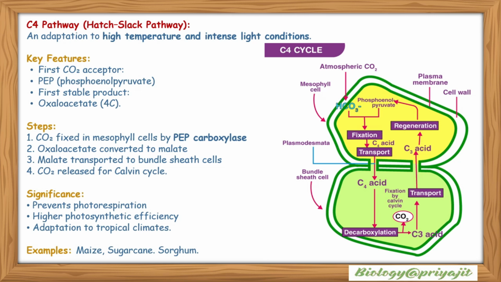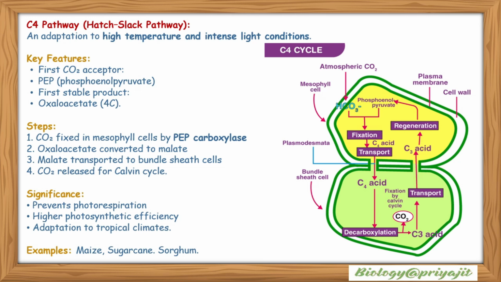The C4 pathway is also known as the Hatch-Slack pathway, according to the names of the inventors of this pathway, and it is an adaptation to high temperature and intense light conditions. In some plants such as maize and sugarcane, carbon dioxide fixation occurs through the C4 pathway. Here CO2 or carbon dioxide is fixed first by PEP carboxylase or phosphoenol pyruvate carboxylase to form oxaloacetate. This mechanism helps prevent photorespiration and increases photosynthetic efficiency in hot climates.